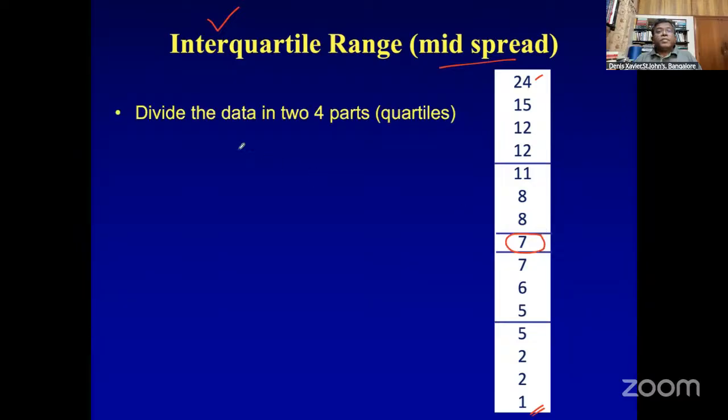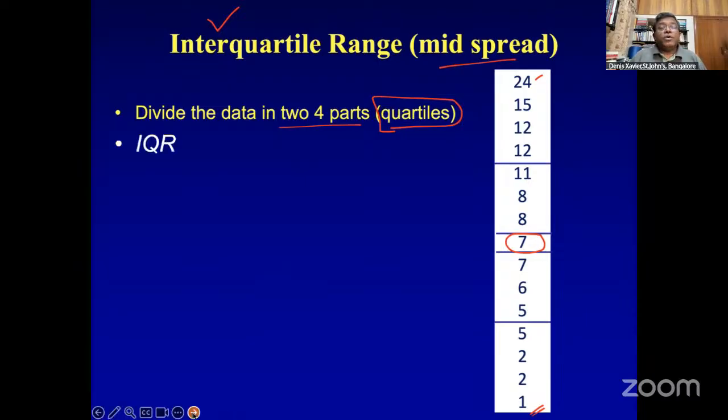All right. Now we divide the data into 4 parts. 4 parts is quartile. 3 parts is tertile. 5 parts is quintile. All right. So now we divide the data into 4 equal parts: 25%, 25%, 25%, 25%. Okay. Right in the middle. Now, what do we do?